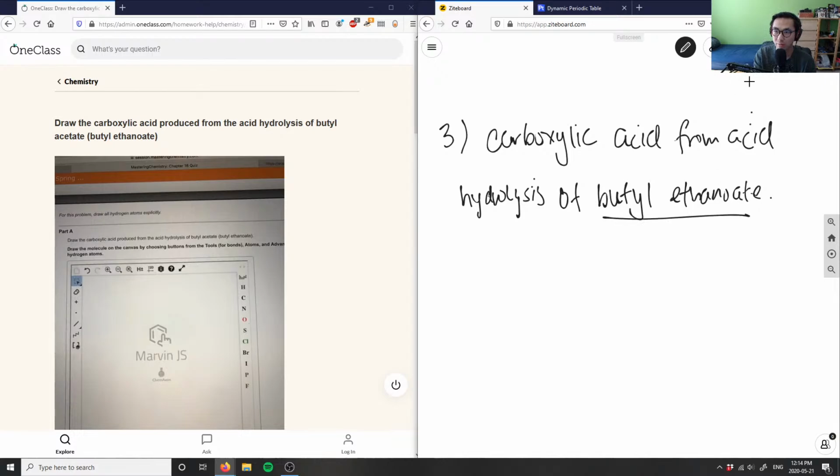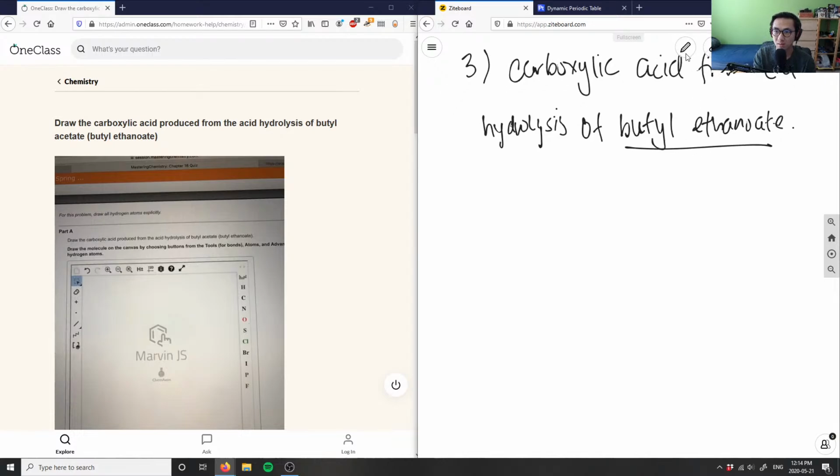So let me draw butyl ethanoate first. For butyl ethanoate, I have 2 parts: the butyl part, or the alcohol part, and the ester part, which is ethanoate. So this part is the alcohol, and this part is the ester. Let me draw the alcohol part in blue first. I have butyl, so simply a 4 carbon chain, like so.